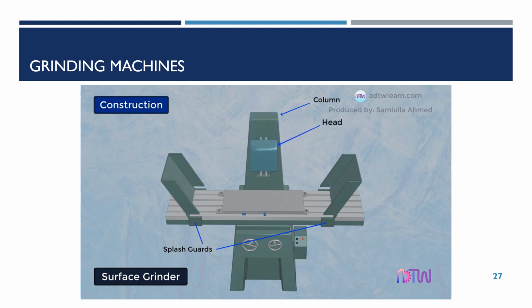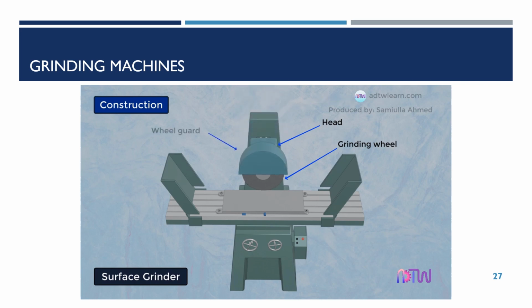The grinding wheel head is connected to the column, on which a grinding wheel made up of abrasives is mounted. This grinding wheel does the actual work of material removal. There is a wheel guard that covers the grinding wheels so that there is no accidental touch during the operation.